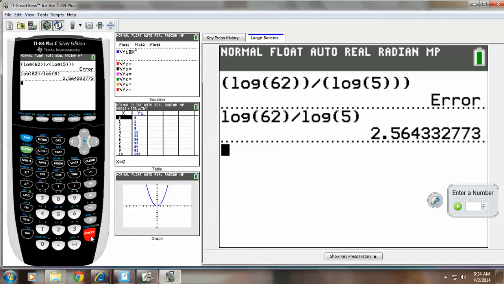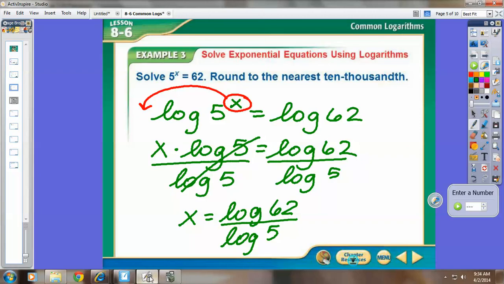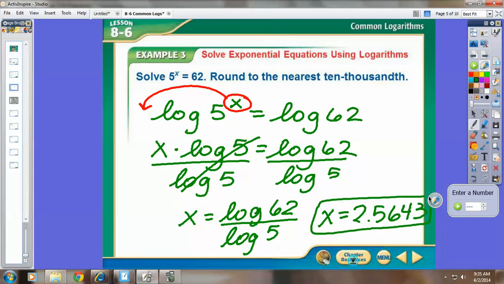So we're going to round to four decimal places. It says the nearest ten-thousandth. So we have x equals 2.5643.